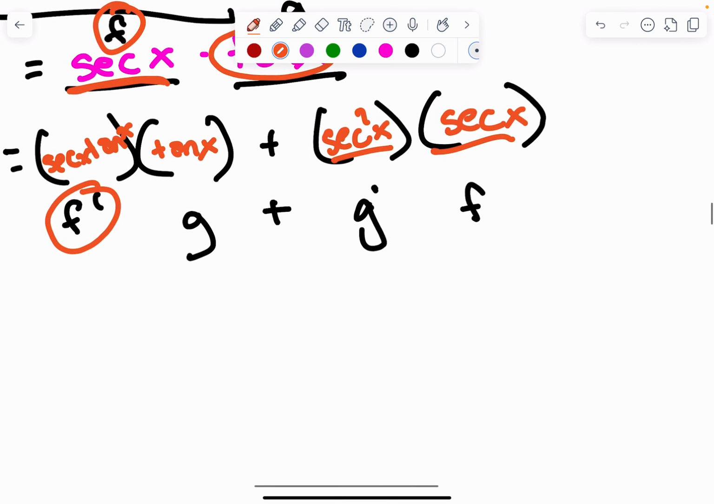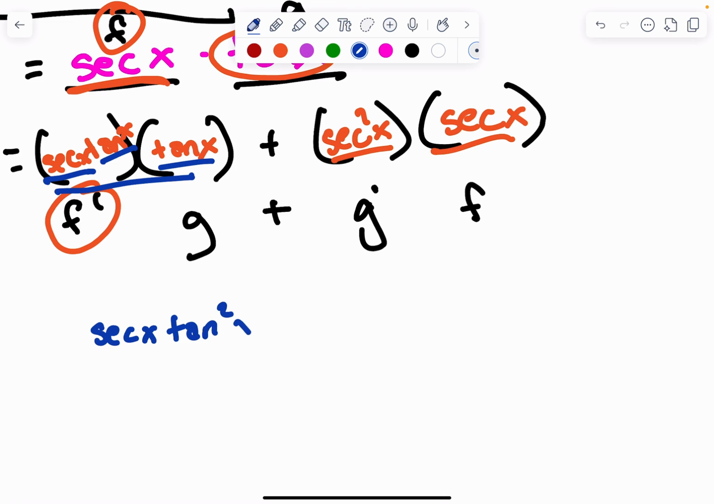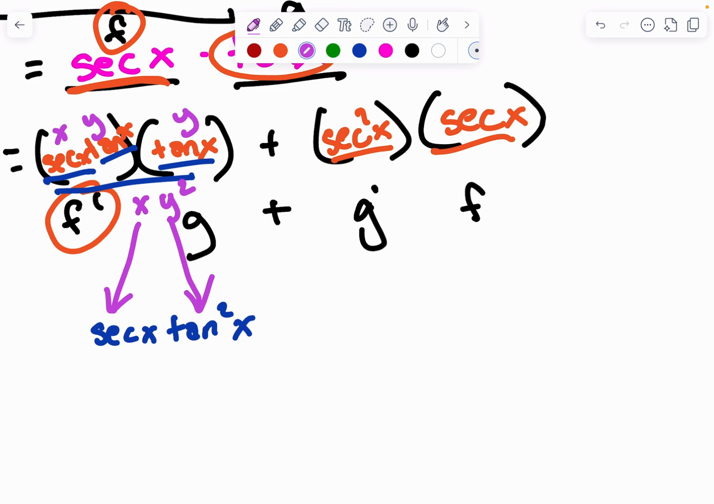Now I'm going to go down here, and I'm going to simplify just these pieces right here. Secant x, tangent x, and another tangent x. That would be secant x, tangent squared x. It's like there's two of them, right? If you think of secant as x and tangent as y, this is xy times another y. That would be like xy squared, right? It kind of operates the same. Plus, I have secant squared times another secant, and that will end up being secant cubed x, right?